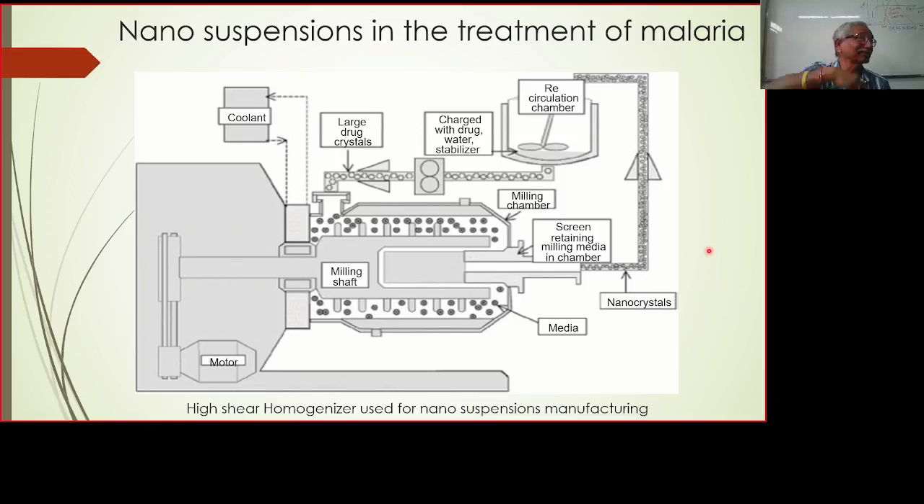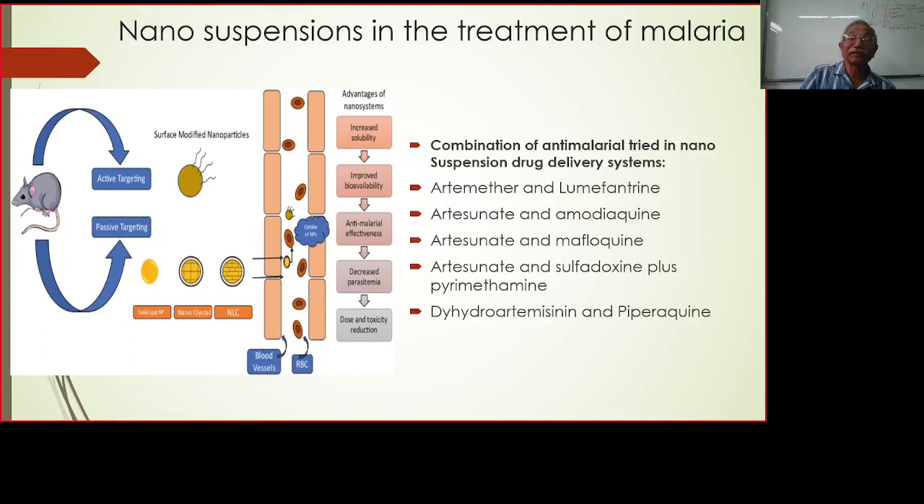So for nano suspension in the treatment of malaria, they are using artemether and lumefantrine, artesunate and amodiaquine, artesunate and mefloquine, artesunate and sulfadoxine, and dihydroartemisinin and piperaquine. And they are doing all the experiments with animals to see how the nano suspension will be utilized at different levels of malaria, and they are experimenting on that. I don't think any nano suspension is available in the market.